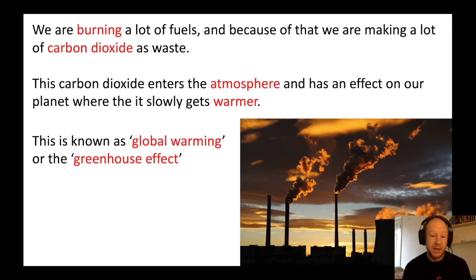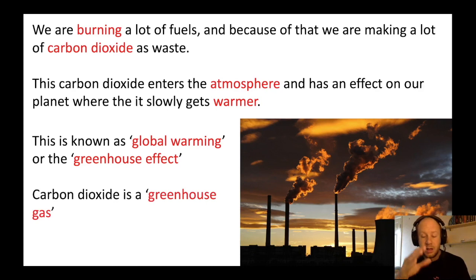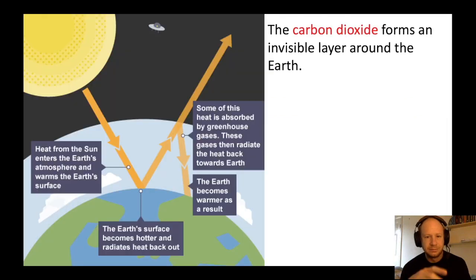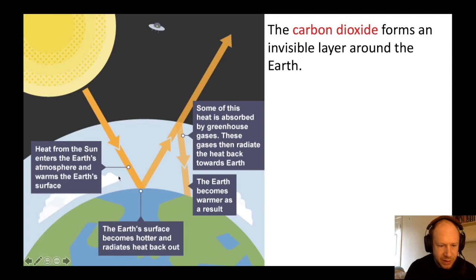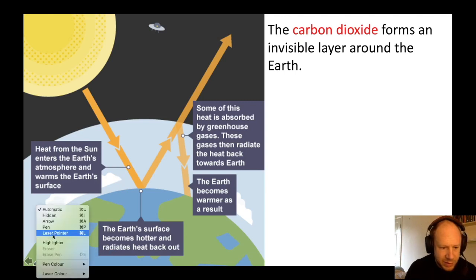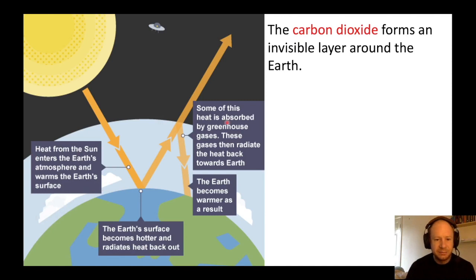You may have also heard this being called the greenhouse effect. We said this already, but carbon dioxide is a greenhouse gas. Now, this is how global warming works. So have a look at this diagram as we're going through it. There's a layer of carbon dioxide around the Earth. You can see that here. Let me just get a little pointer. Where's the laser pointer? There we go. So you can see this here. This area is the atmosphere, and the carbon dioxide forms an invisible layer around the Earth there.